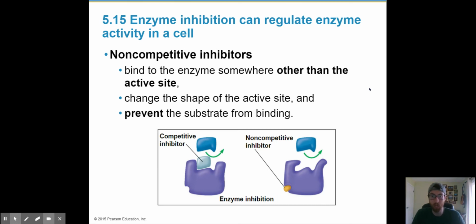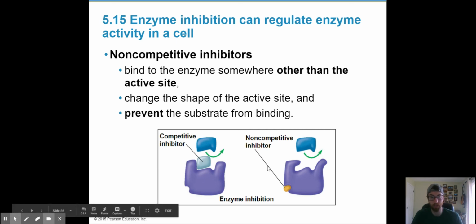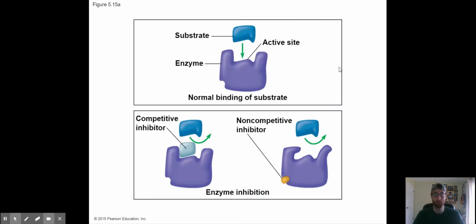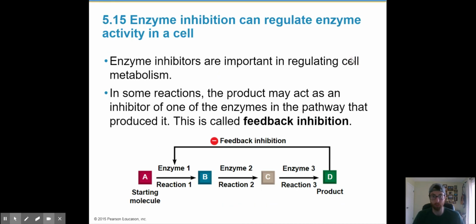Non-competitive inhibitors are those that are going to bind someplace other than the active site. So here we have our non-competitive, and it's binding to another location on the enzyme, and it's causing the enzyme to change shape, and no longer can that substrate bind with this, preventing this. So here we can see them side by side, if you will.